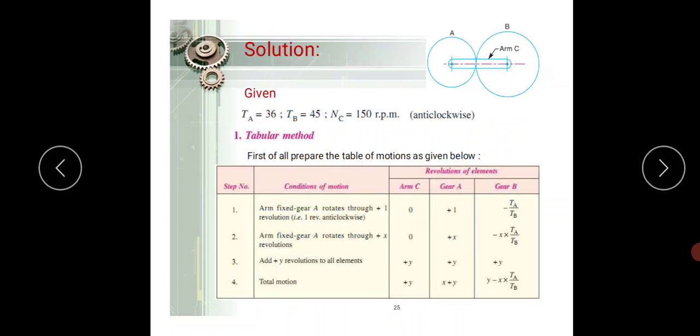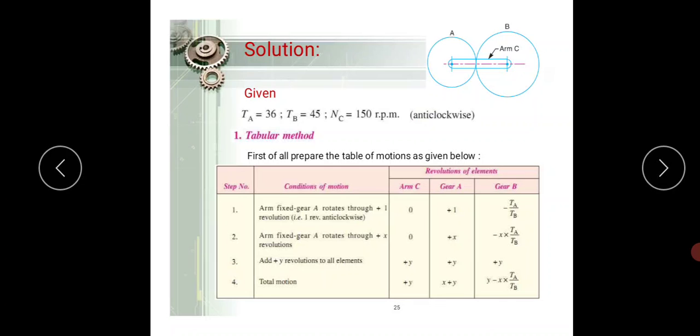This is the gear A, this is the arm C, this is the gear B, which is directly meshed with gear A. Given that the number of teeth for gear A is 36, and for gear B is 45. The speed of the arm is 150 rpm in anti-clockwise. This is the table to follow for finding the velocity of the epicyclic gear train. Four steps can be followed to find the velocity ratio.